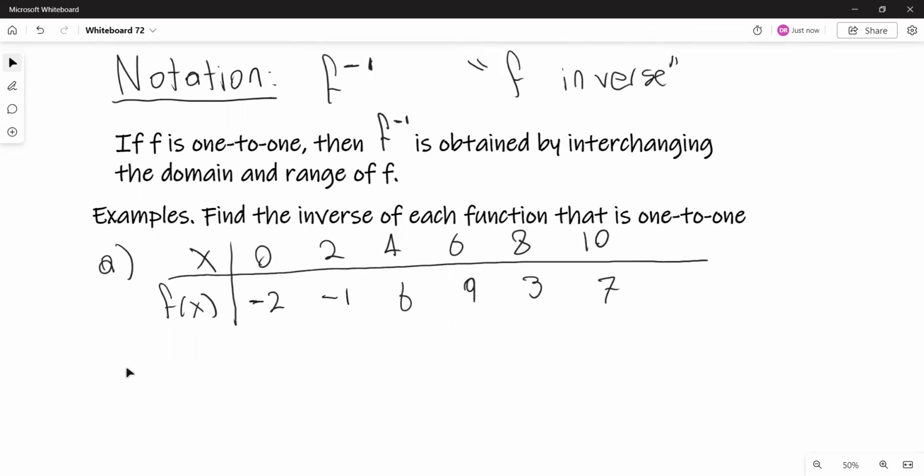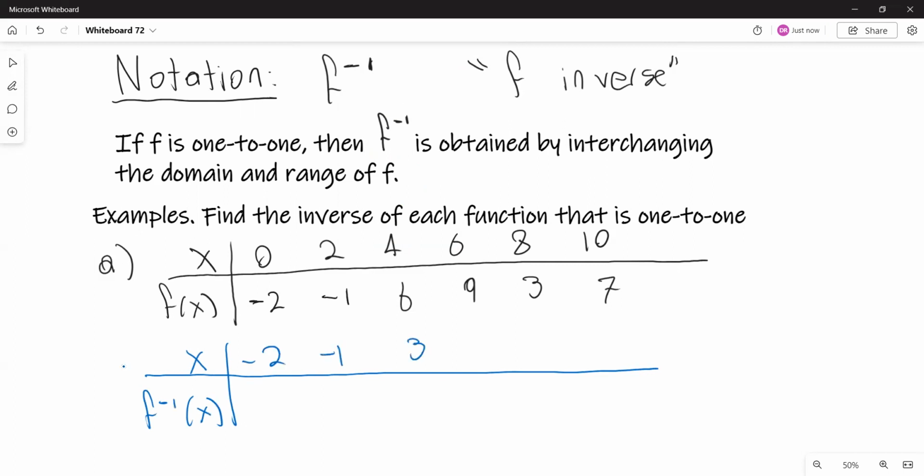So the inverse, what I'm going to do to write the inverse is just interchange the domain and range, but we're going to write the values in order. So let's write the y values in order. Those are -2, -1, 3, 6, 7, and 9. Okay, so f inverse of -2 is 0. f inverse of -1 is 2. f inverse of 3 is 8. f inverse of 6 is 4. f inverse of 7 is 10. And f inverse of 9 is 6.